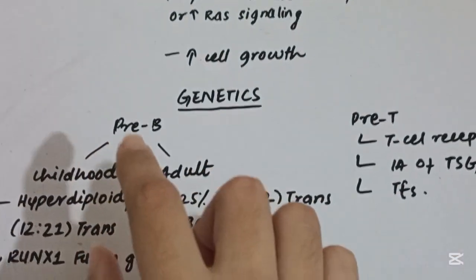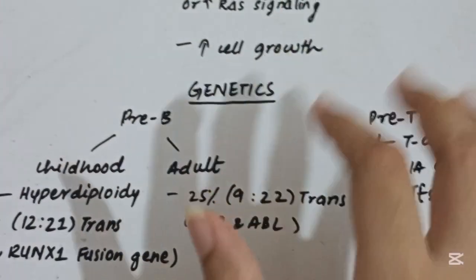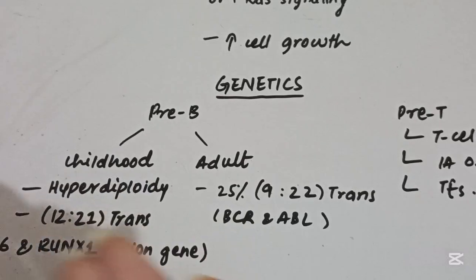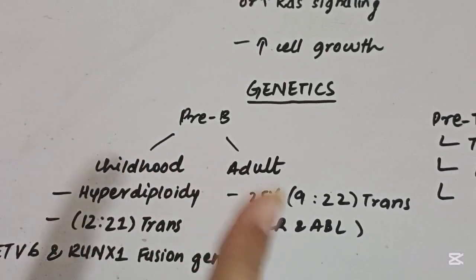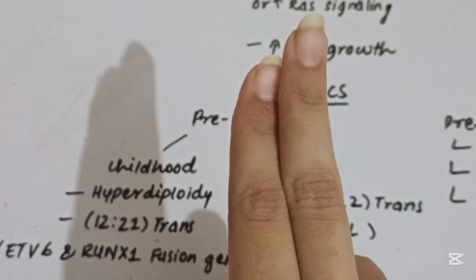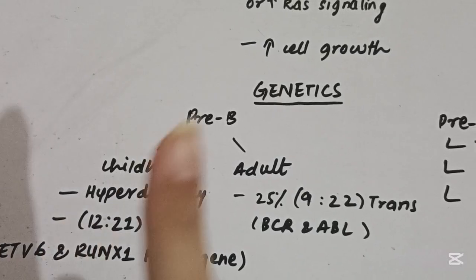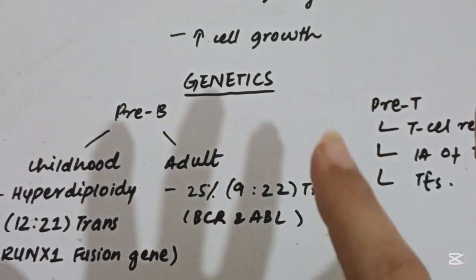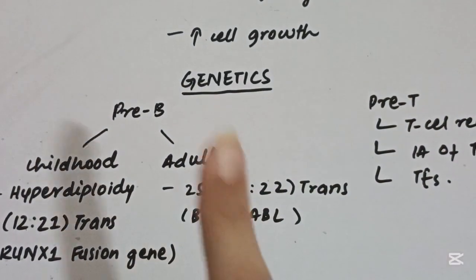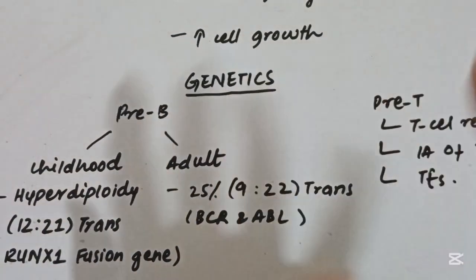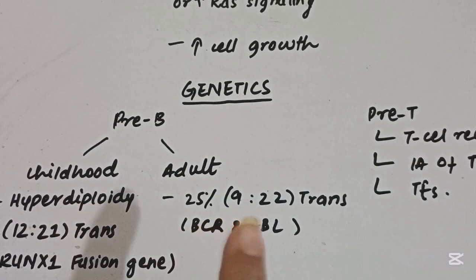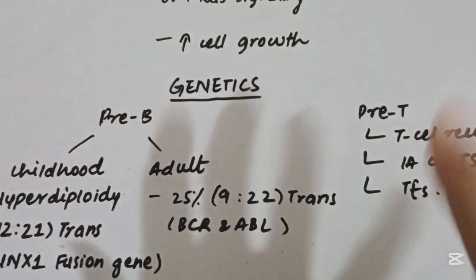As we have already discussed, there is chromosomal aberration. So in case of childhood B-ALL, mostly the mutation is hyperdiploidy. Yes, there can be translocation 12;21, and here there is fusion of two genes: one is ETV6 and the other is RUNX1. Similarly, in adult B-ALL, in more than 25% of the cases, we have translocation 9;22, and here again is a formation of the fusion gene. Here we have two genes, BCR and ABL.